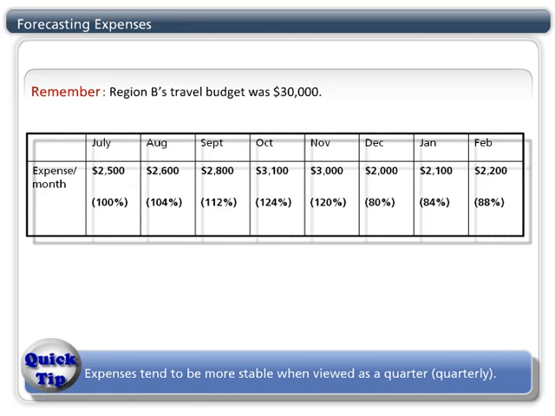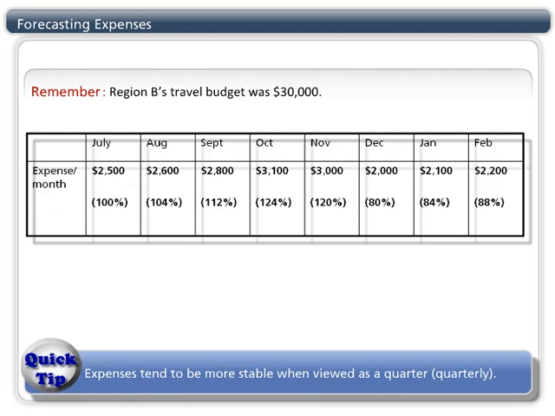Let's consider the need to know whether or not the region is on target with expenses planned in the budget. One way to do this is by common sizing, or converting the actual monthly expense to a percentage of the planned expense. 1 month worth of planned travel is $2,500. As you can see, the region is on target for 1 month, over for 4 months, and under for 3 months.